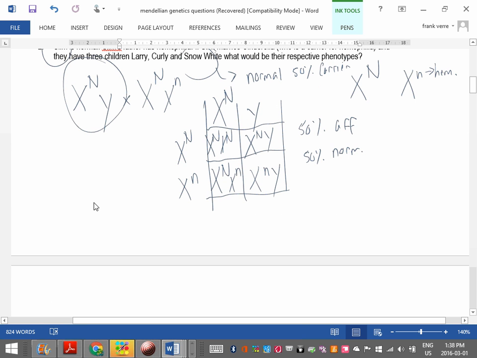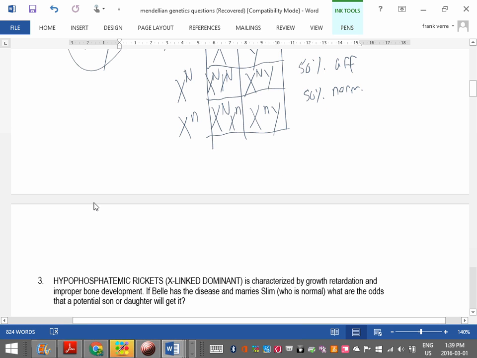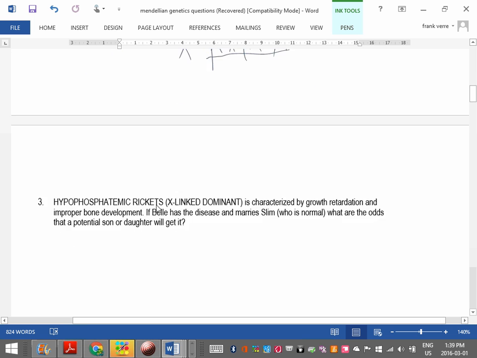Not for sex-linked, because a carrier means you have to have two alleles, and you only have one allele on the X chromosome, right? So they either show or they don't.